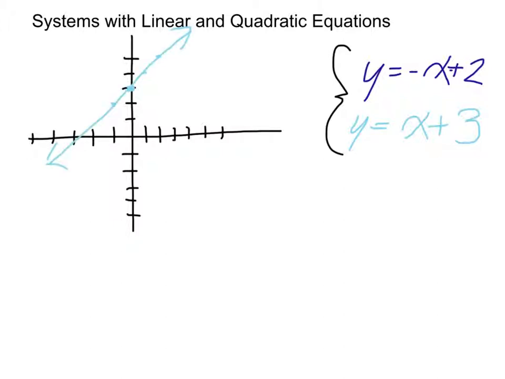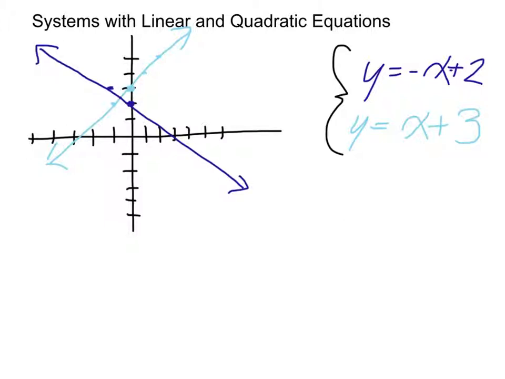Alright, let's do the same thing for y equals negative x plus 2. So I know that it crosses the y-axis at 2, and that it has a slope of negative 1, so it's going to rise negative 1 and run 2. So that's going to look something like this.